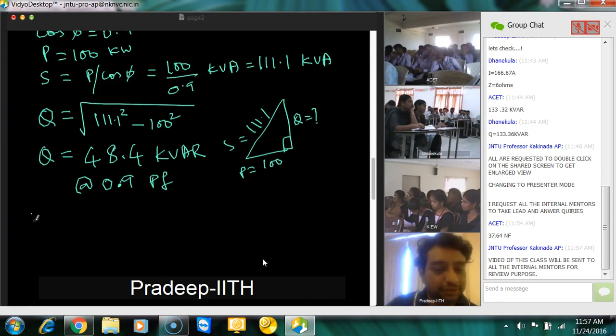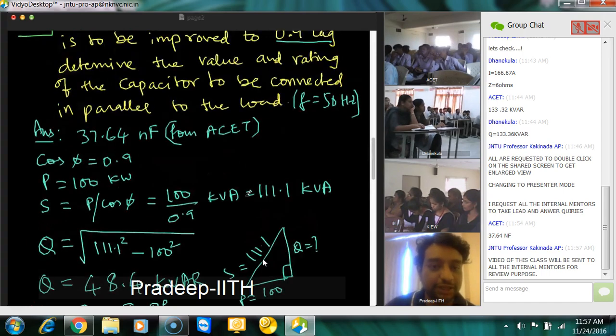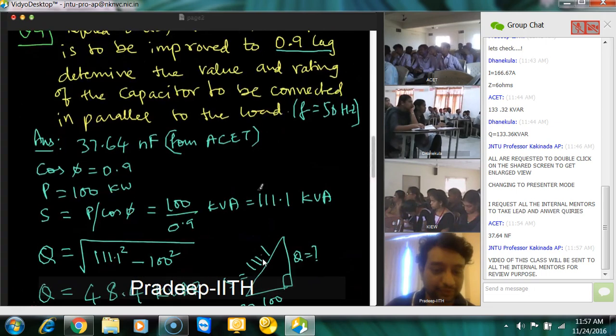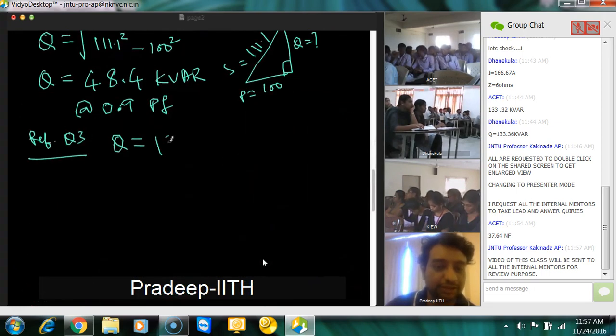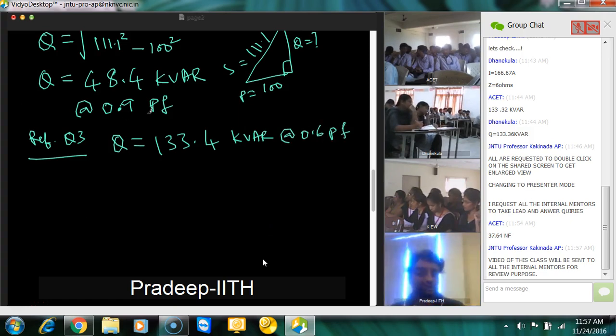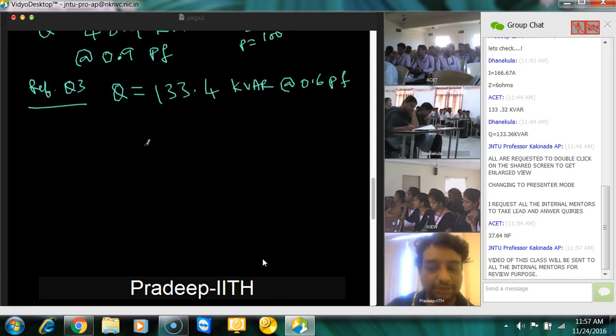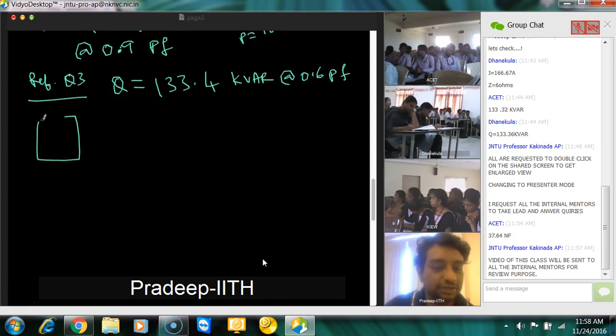If you refer to question 3, what is Q? Let me go back to question 3. I got 133.34 kVAR. So 133.4 kVAR, I'll just round it off, at 0.6 power factor. Therefore, the difference between these two has to come from the capacitor. If I want to draw the circuit diagram, it will be something like this. So there is a source.